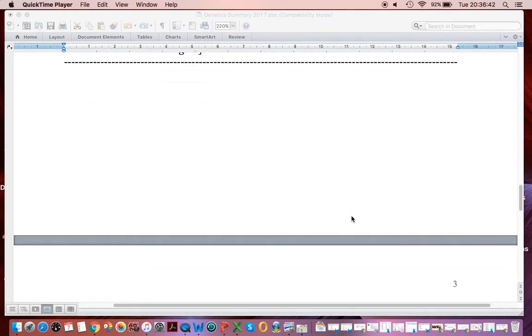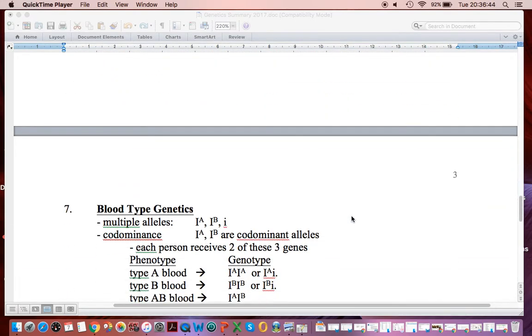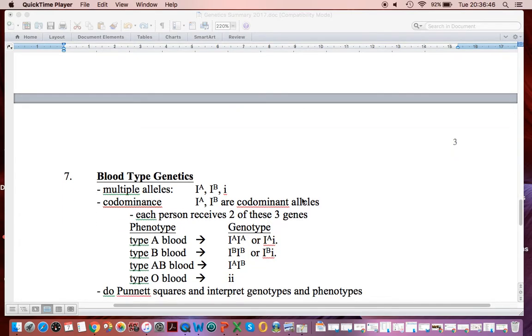Blood type genetics is relatively straightforward. It's an example of what are called multiple alleles, meaning we have more than 2 alleles. We have an allele for the A, an allele for the B, and we have a recessive gene symbolized by a small i. But you only get 2 genes for blood type, one from mother, one from father. And that means it turns out there are 6 combinations.